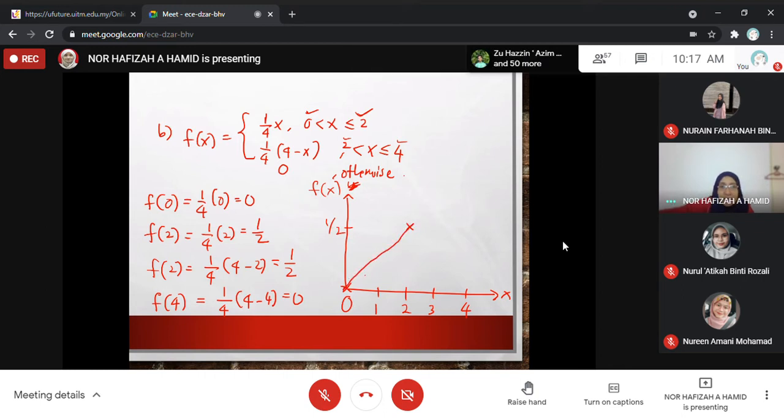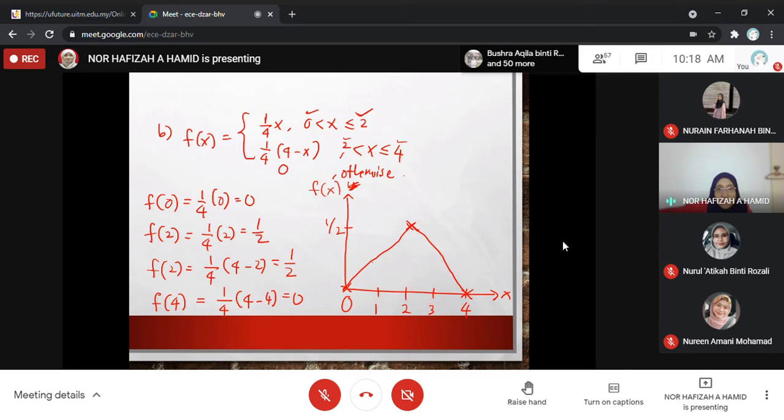Okay, to sketch the second graph, okay, we have f2 also 1/2, so dapat kat sini 1/2. And for x is equal to 4, you dapat 0. So dapat 0. Okay, so yang ni represent the second graph. Okay, so you dapat yang graph for B lah. Tapi you boleh juga double check. Kalau you nak double check lah.